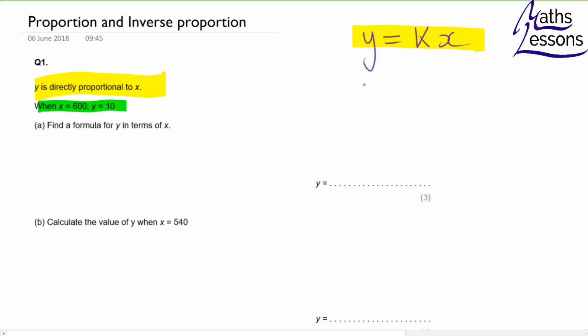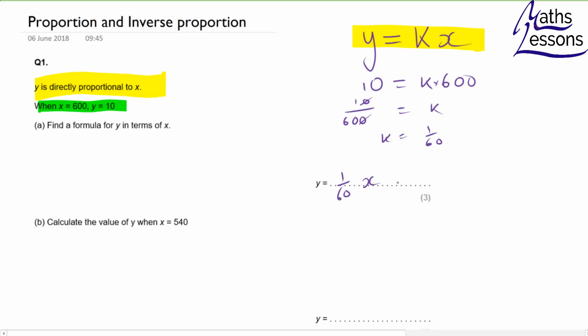So we put y is 10. Don't know k, that's what we're looking for. We know x is 600. So 10 equals k times 600, therefore 10 over 600 is equal to k, and I would just cancel out the noughts, leaving k is equal to 1 over 60. Therefore our equation will be y equals 1 over 60 times x.